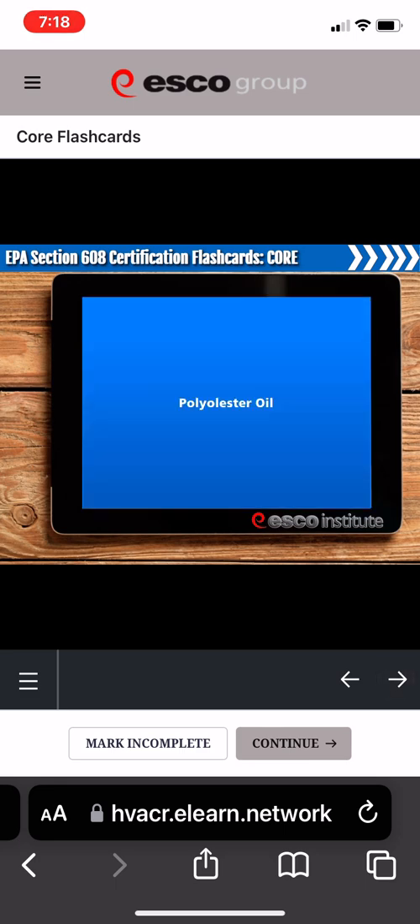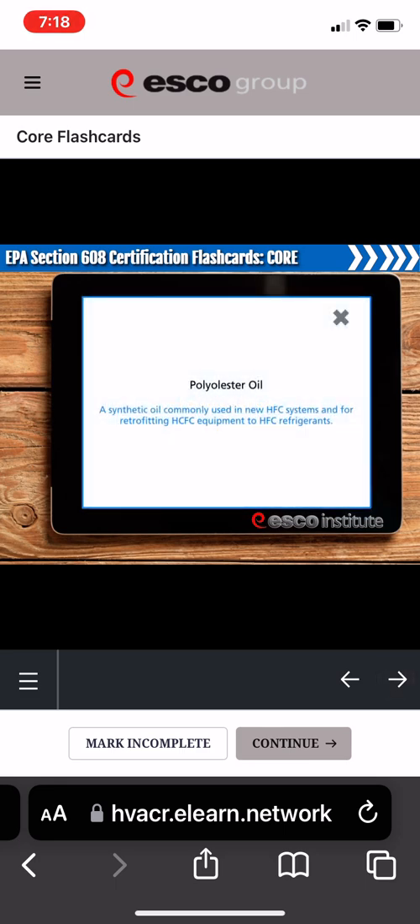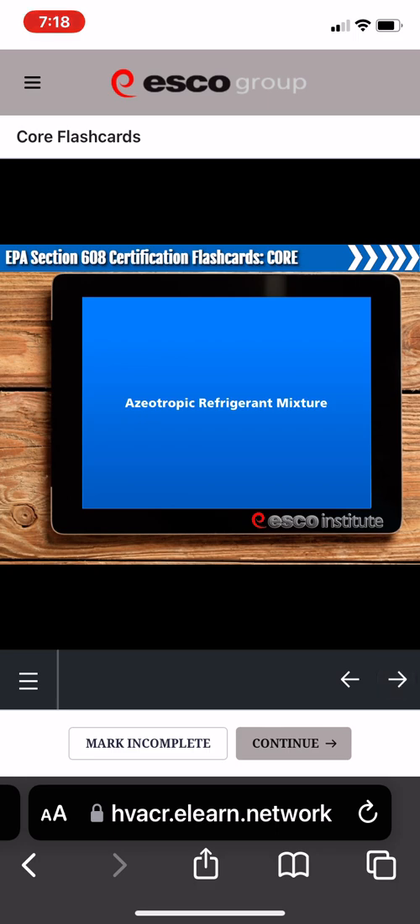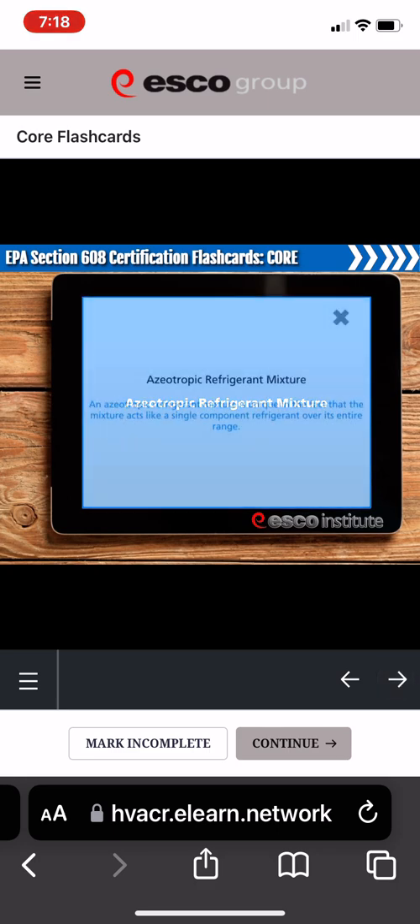Polyester oil. Polyester oil is a synthetic oil commonly used in new HFC systems and for retrofitting HCFC equipment to HFC refrigerants. Azeotropic refrigerant mixture. An azeotropic refrigerant mixture is unique in the fact that the mixture acts like a single component refrigerant over its entire range.